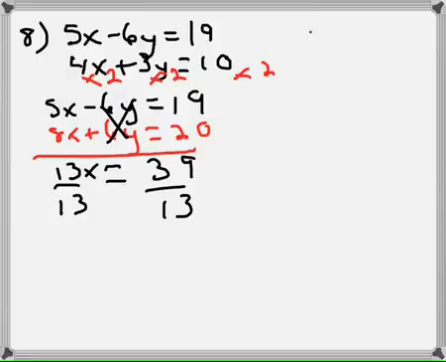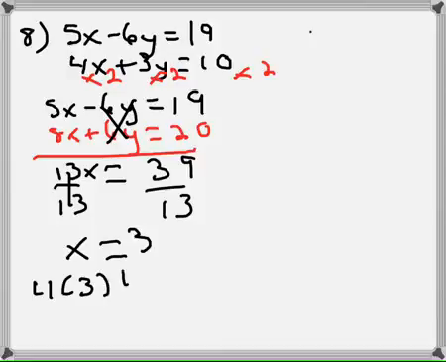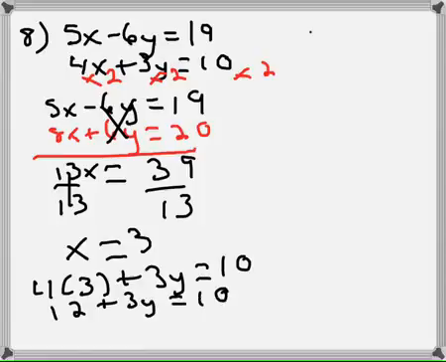In a lot of practice solving equations. 13 divided by 13 cancels because it's 1. So x equals 39 divided by 13 is 3. I need to put this 3 back into one of these two equations. I'll go ahead and put it into the second one. So 4x, 4 times 3 instead of 4x, plus 3y equal 10. What's 4 times 3? 12 plus 3y equal 10. I want the y by itself. How do I get it by itself?